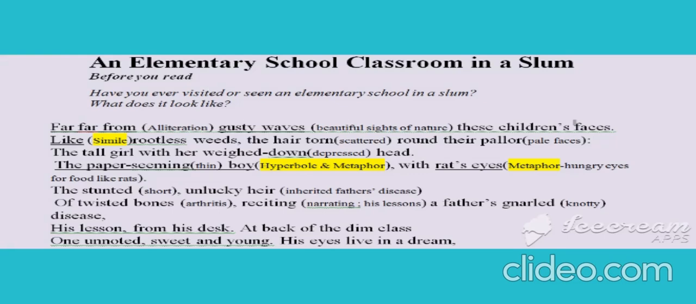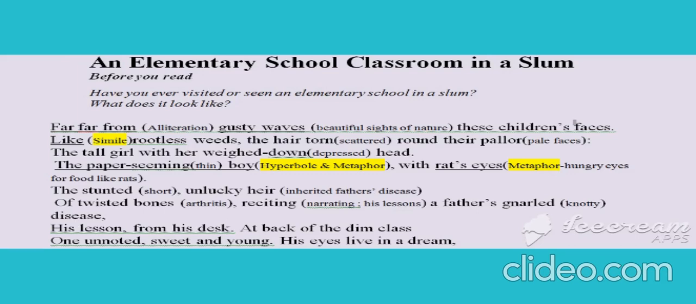Then there is one more boy who is stunted, short in height, and it seems like he is the son of a diseased father, and the disease of his father is arthritis, of twisted bones. And what he is doing, he is reciting, he is narrating his lessons, and he is also telling, not literally but by his appearance, his father's gnarled disease, a disease in which the bones are twisted, and he is reciting his lesson from the desk. And at the back of the dim class there is one unnoted, sweet and young boy.